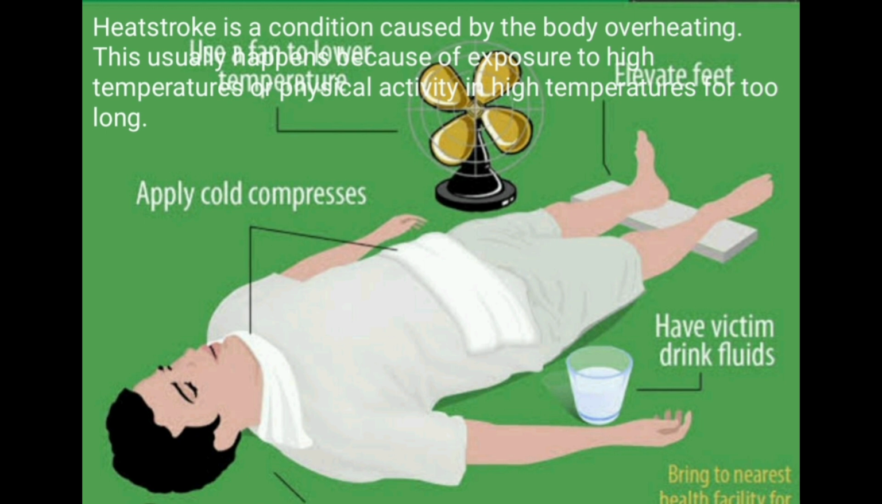And that is why one must look at the situation around, whether there is too much heat. You try to make the person lie flat, apply a water compress, and even give some water.